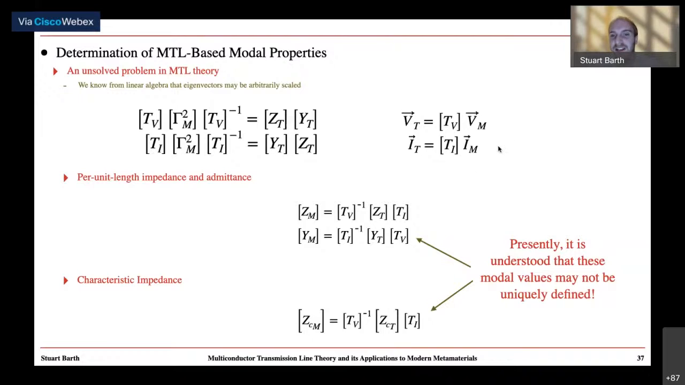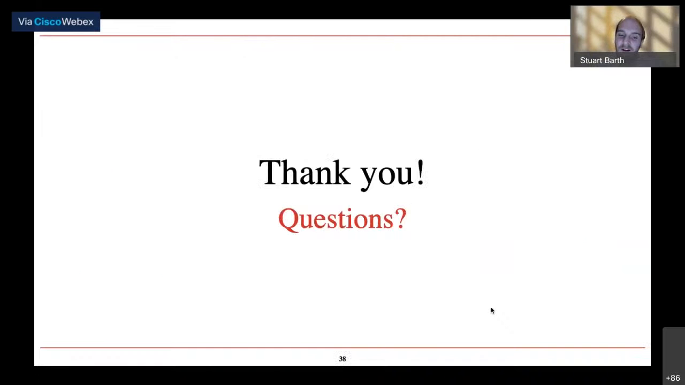But these are actually key matrices in computing things like per unit length impedance and admittance of these modes, or characteristic impedance of these modes. And at present, it's understood that these modal values may not be uniquely defined. And as you can imagine, that's a problem if we want to know the properties of these waves propagating through our metamaterials. So there are many future developments in this field.